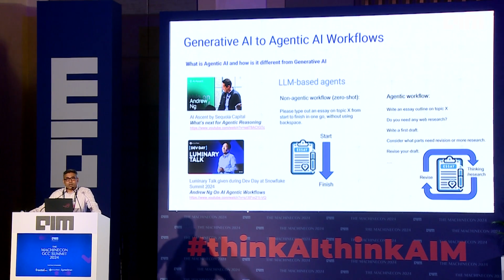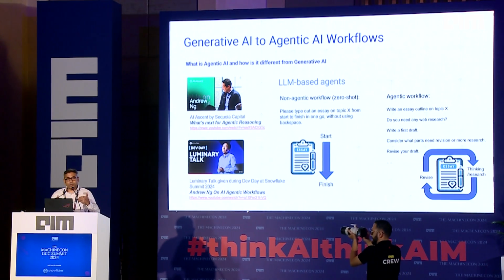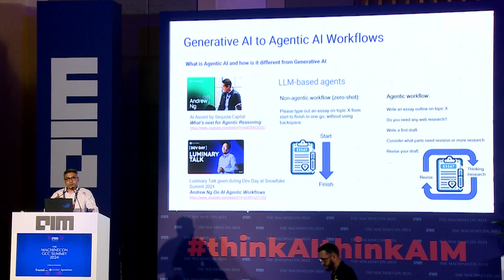He compared the traditional LLM generative AI to asking a human being to write an essay, where the person would not be allowed to hit the backspace, and you have to write it from start to finish in one go. And that's kind of how traditional generative AI works. In agentic workflows, you have the ability to actually stop, iterate, revise, review, and improve the output.